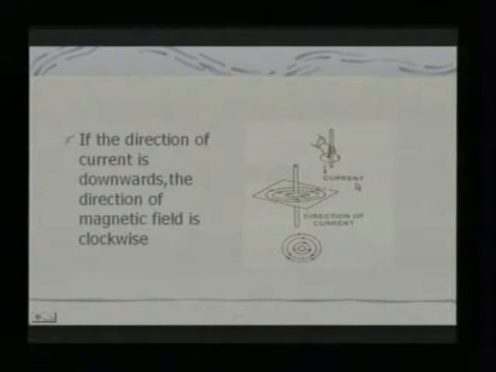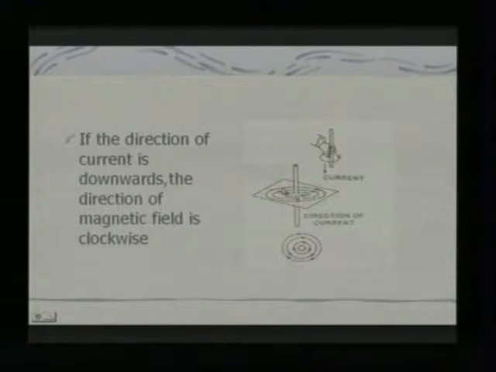We will see the other case, that is, if the direction of current is downwards, which is indicated by the thumb in the figure shown, then the fingers curling in clockwise direction indicates the direction of magnetic field.